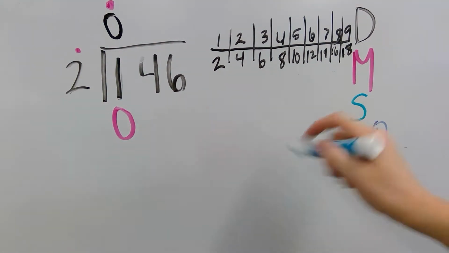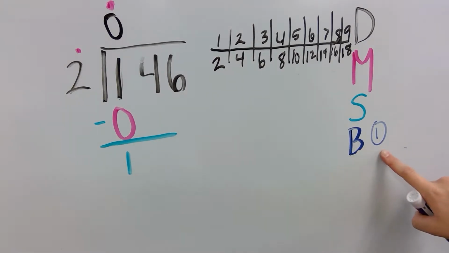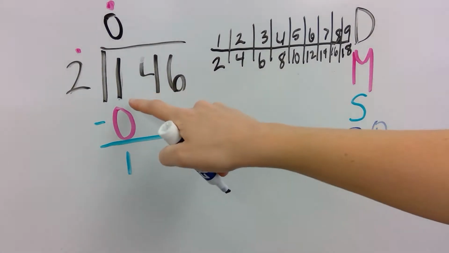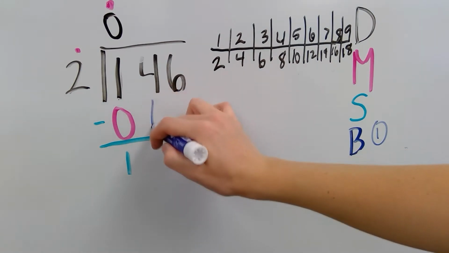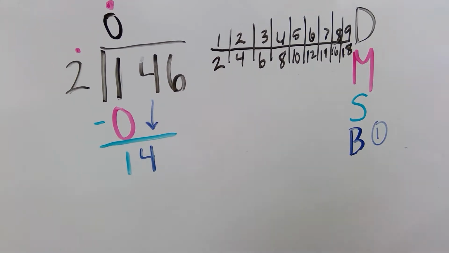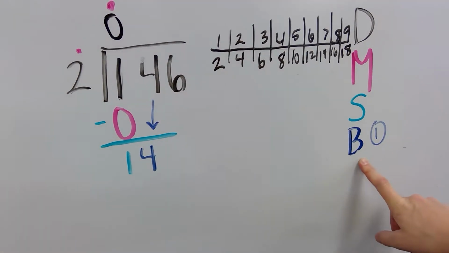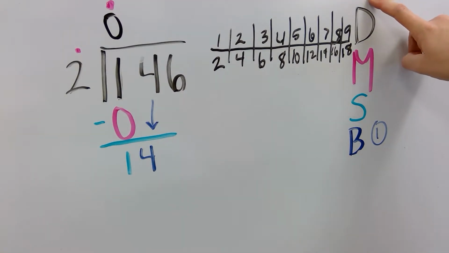Now we get to subtract. 1 minus 0 is 1. Then we bring down, and we only bring down one number, the next number. So I've already taken care of the 1, so we get to bring down our 4, and this becomes 14. Now, as soon as I bring a number down, I have to start my steps all over again. So I'm going right back up here, and I'm dividing.